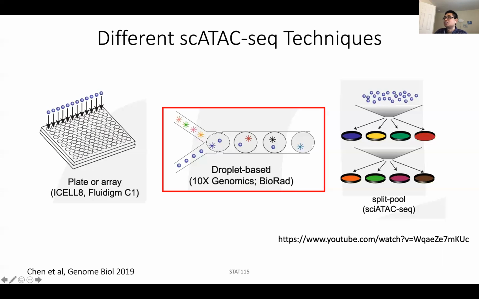So far, 10x Genomics is still the most popular method, because you buy the reagents and the machine, you run through the 10x machine, and you're likely to get some good quality data. Of course, it's a little bit more expensive, so you need to balance.